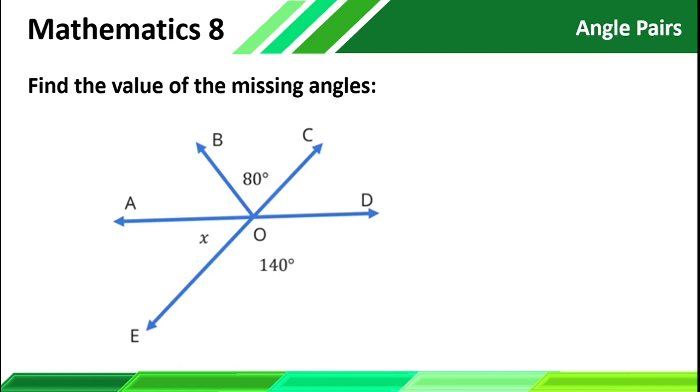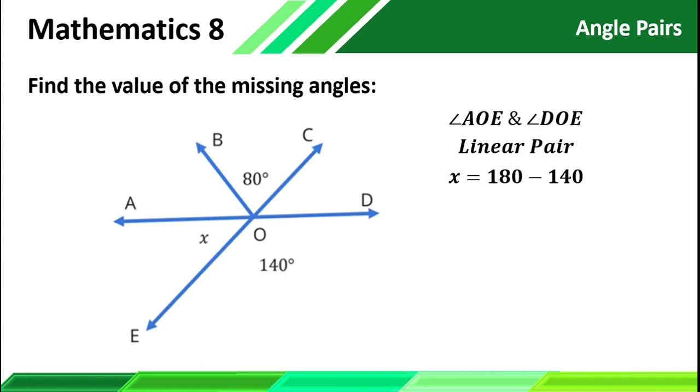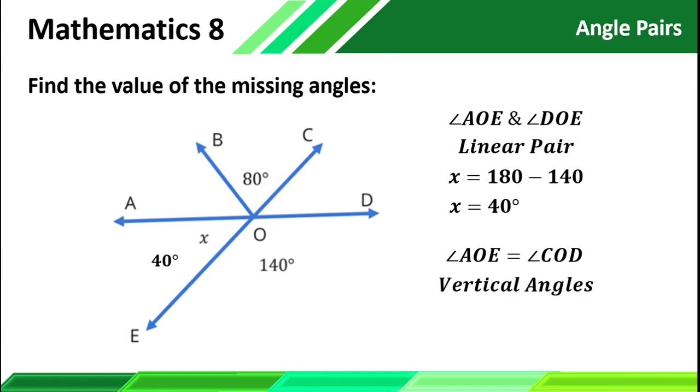We know that angle AOE and angle DOE are a linear pair. So therefore, they measure 180 degrees. To find the value of x, just subtract 140 from 180. It is 40 degrees. So the value of x is 40 degrees. And we know that angle AOE and angle COD are vertical angles. So we can say that angle COD is 40 degrees as well.